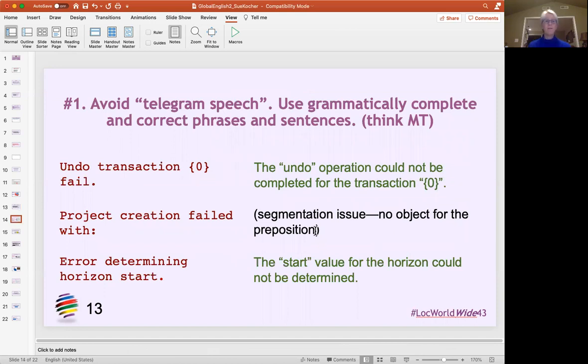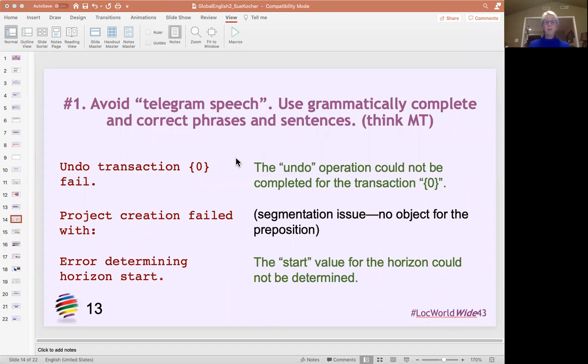The first one is to avoid telegram speech. Okay, and if you don't know what punch cards are in the olden days, then you probably don't know what telegrams are either. It's from a bygone era. So the first global English issue is to avoid this telegram speech.